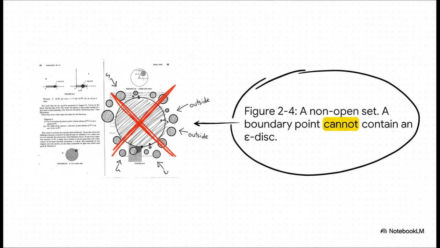Okay, now let's look at the opposite. This set right here is not open. Why not? Well, it's all because of points like this one, x, sitting right on the boundary. If you try to draw an epsilon disk around x, doesn't matter how tiny you make it, part of that disk is always going to be outside the set. Uh-oh, it fails the test. So that's the key takeaway. If a set includes its own boundary, it's not open, period.